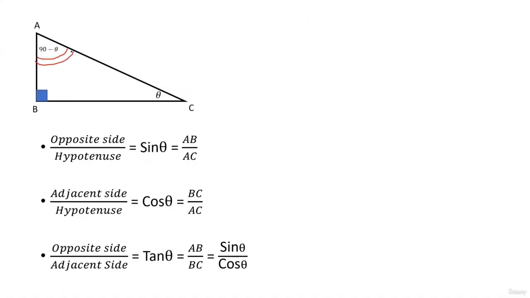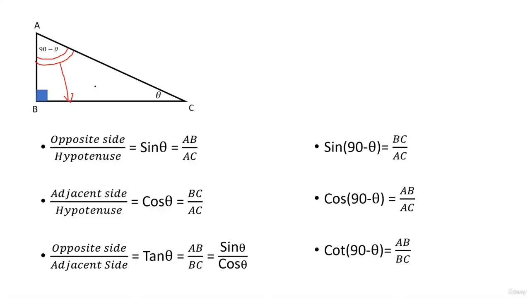Now what will we do? We'll write some trigonometric ratios with respect to this angle 90 minus theta. With respect to this angle 90 minus theta, the opposite side is BC and the hypotenuse is AC, the same. So I can say sine of 90 minus theta is BC upon AC. In the same way, the adjacent side will be AB, so cos of 90 minus theta is AB divided by AC. And for this angle 90 minus theta, the ratio of the adjacent side to the opposite side will be cot, AB divided by BC in this case.